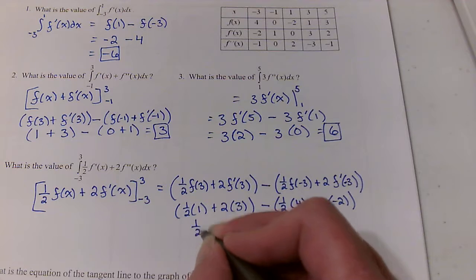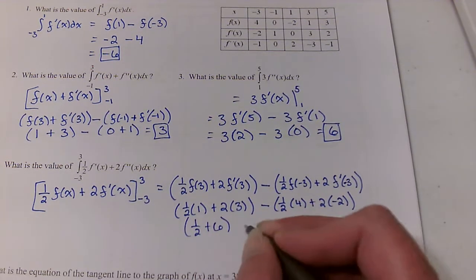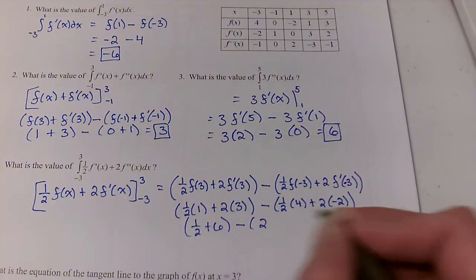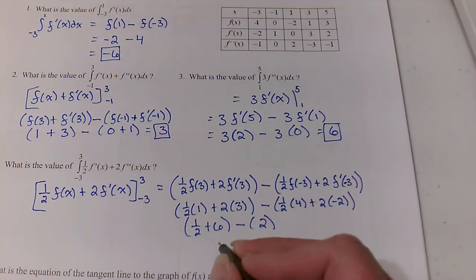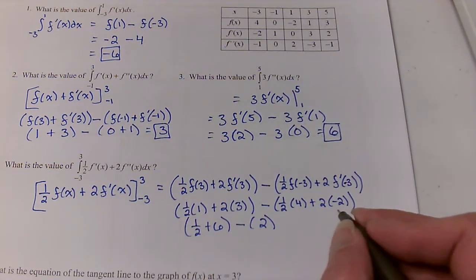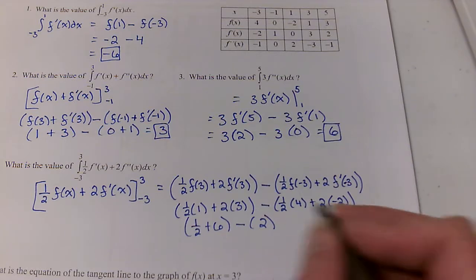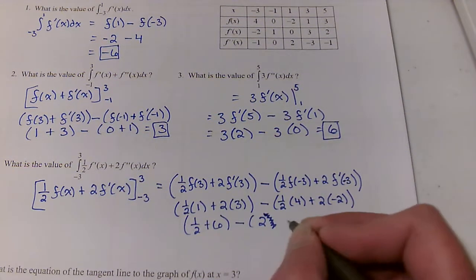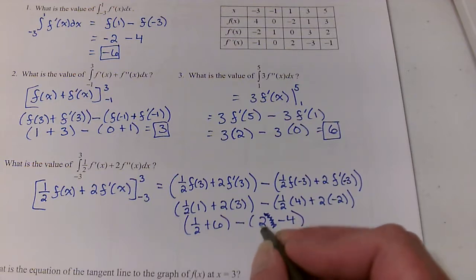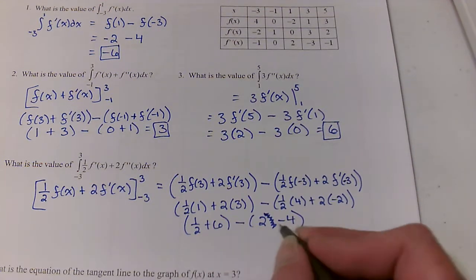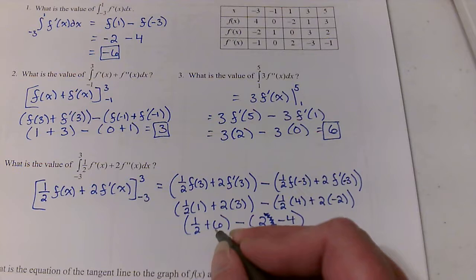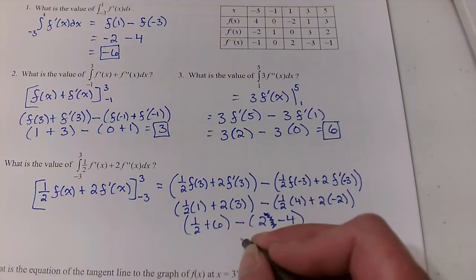So I get 1/2 plus 6 minus 2. So that's a -4 plus 4. That's -4. What was I thinking? So I've got, that's -2 plus 2. That's 8 plus 1/2. So that's 8.5.